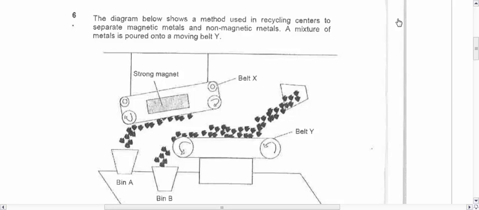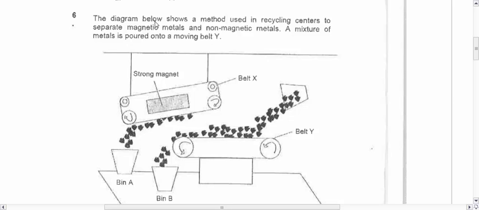Hi everyone, this is the revision paper on magnets, and I'm just going to go through the last two questions, the open-ended questions of this paper. So let's look at question 6. The diagram below shows a method used in recycling centers to separate magnetic metals and non-magnetic metals.